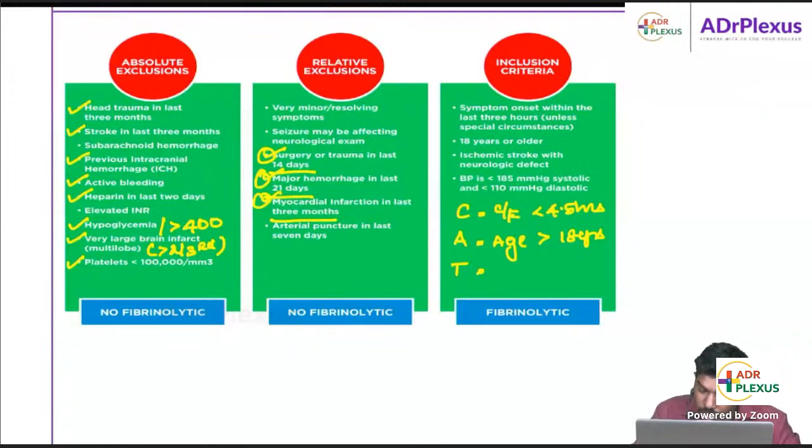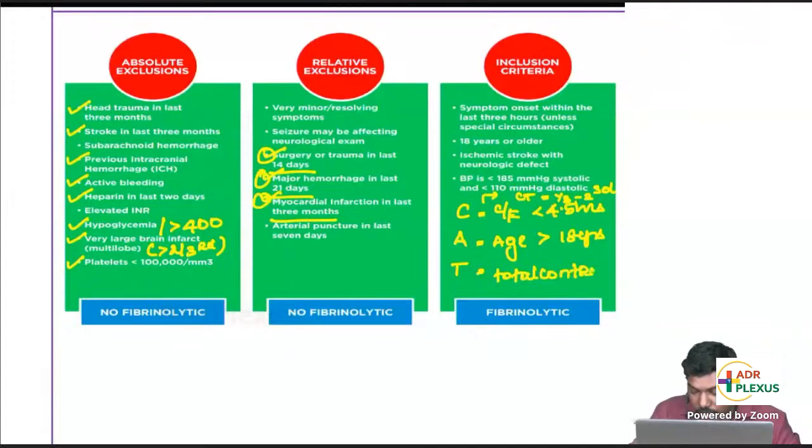Another C you can include here is that the patient is having a CT scan showing 1/3 to 2/3 of territory. And next is T, which is total control of BP if you are planning for thrombolysis, which should be less than 185 by 110. You can include the T for timing also, time or duration.